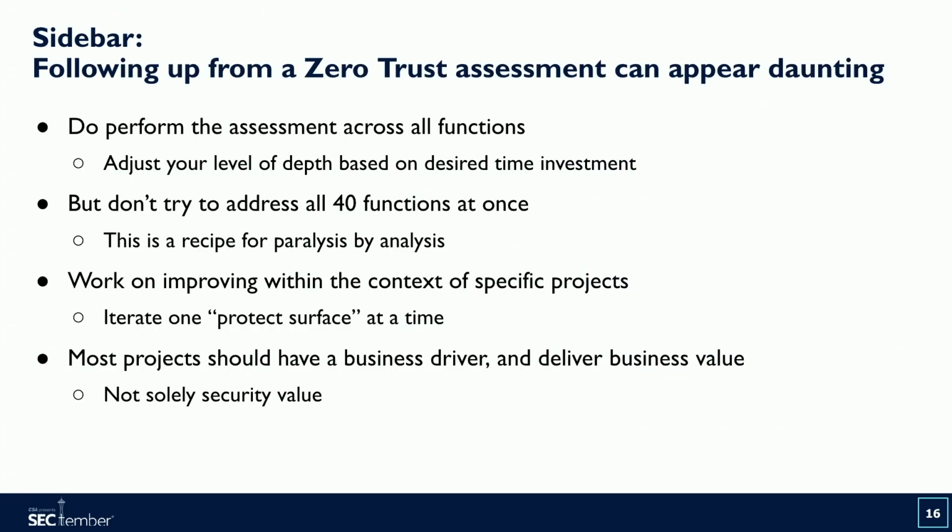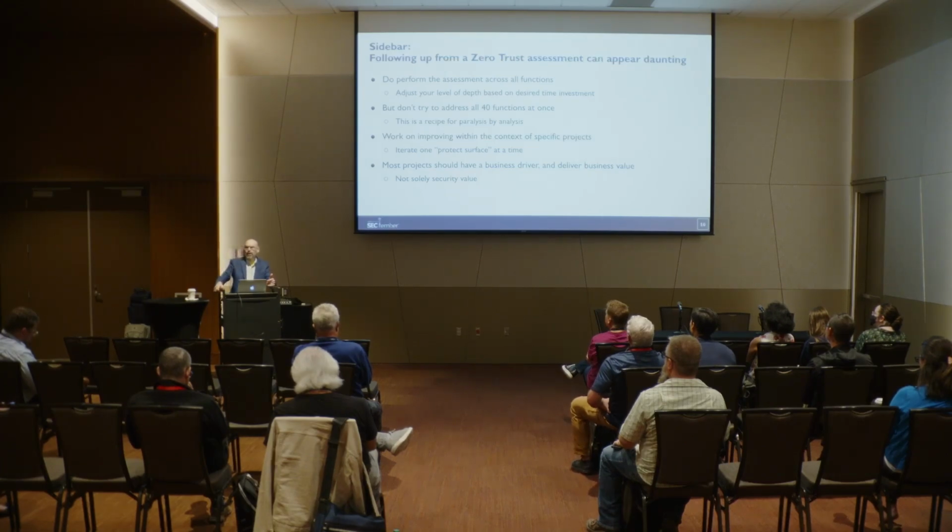So you can't do that, right? You've got to, number one, be able to keep the business operating and do your day jobs. So the thing to think about is work on improving one area at a time and do it in a way that is mostly tied to a business initiative or something that's delivering business value. You can think about it as one protect surface at a time. If you remember what George Finney was talking about yesterday, the notion of using a protect surface and building the zero trust access paths and the policies around that. And really, you want most of your projects to have a business driver, not purely a security driver.